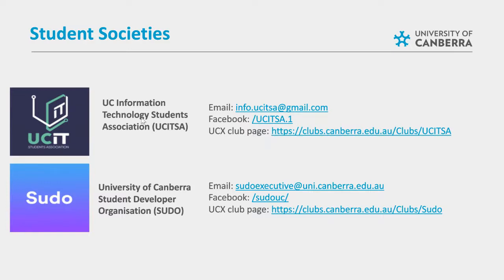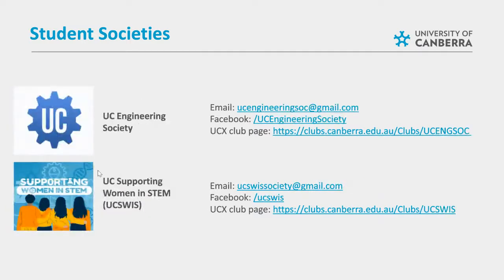So we have the UC Information Technology Students Association, the University of Canberra Student Developer Organization, as I said, the UC Engineering Society, and we have UC Supporting Women in STEM. For females, they're fantastic. Make sure that you go there and have a look. Usually they have different events going on.